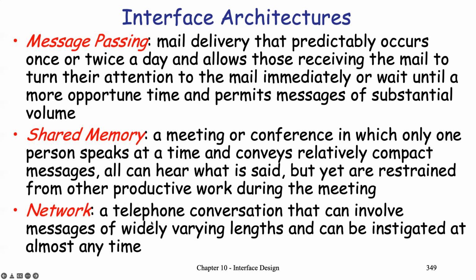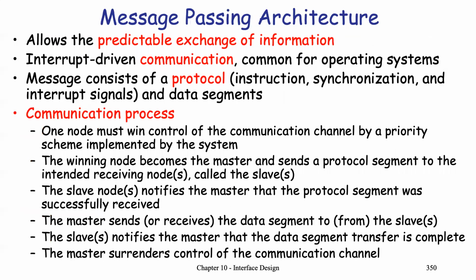And then a network, a telephone conversation that can involve messages of widely varying length can be instigated almost any time. So we can see mail or email. We can see face-to-face or video telepresence as another form of an interface, and then as a network, having something like a telephone or instant messaging, where we have yet another way of having an interface and methods for communication.